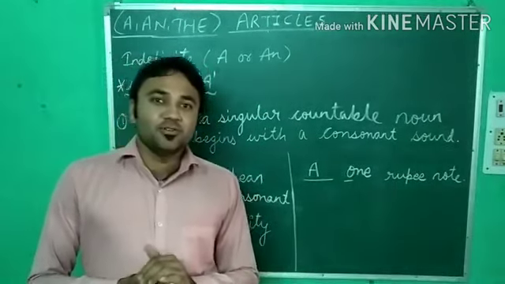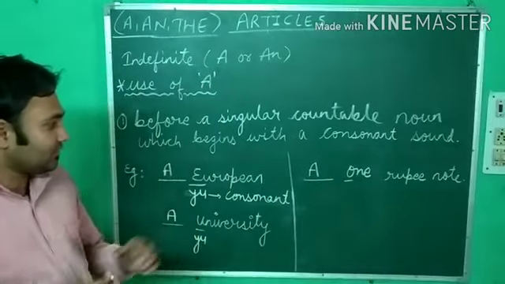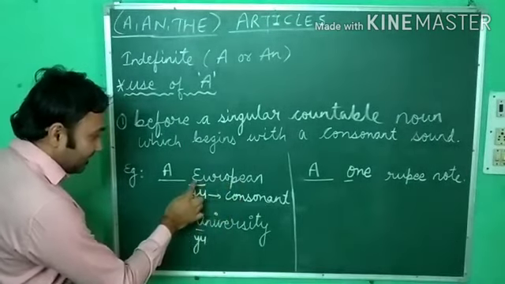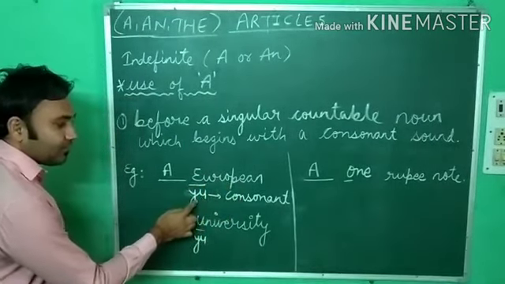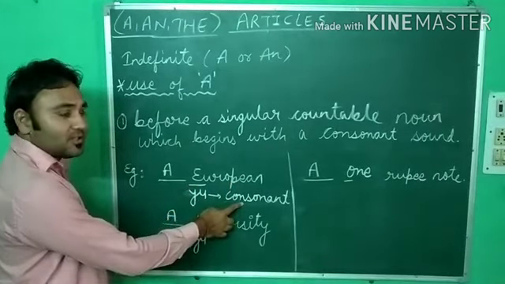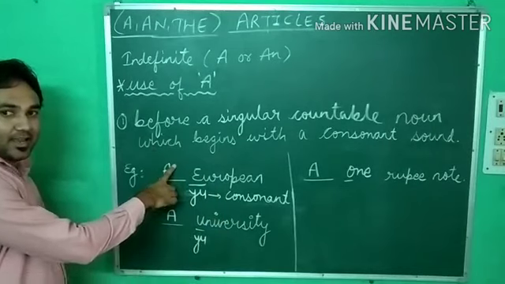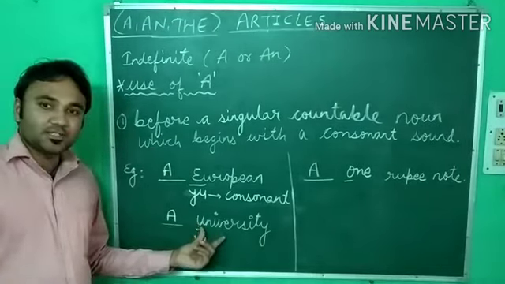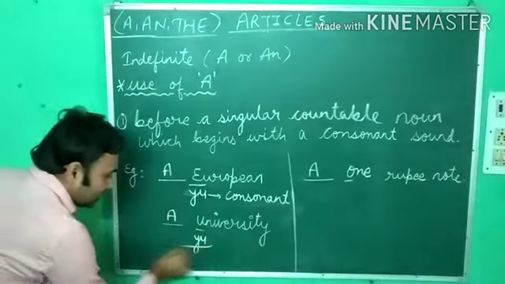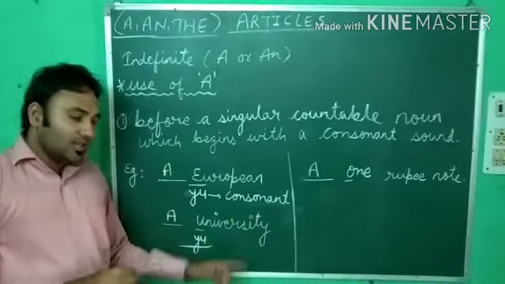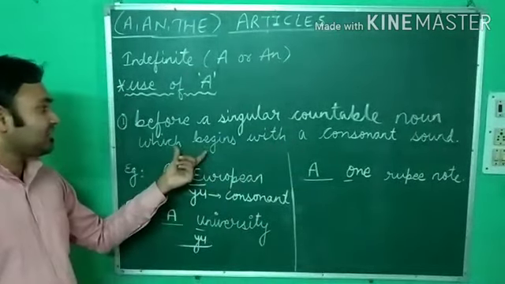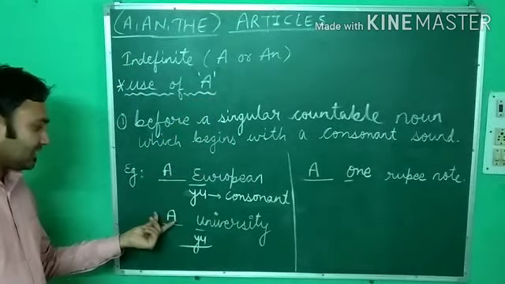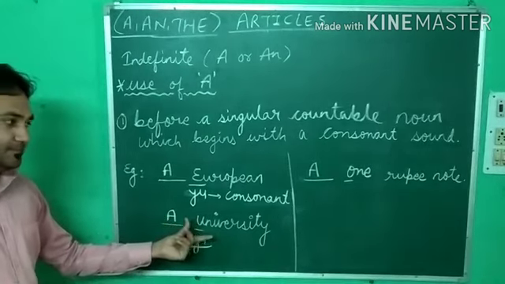Now let me explain you how are we getting a consonant sound when we read these words. Students, when we read the word European, we get the initial sound of Y, and Y is a consonant sound. Hence we have written article a. In the next word, that is university, again when we read this word, the initial sound of the word is Y, which is again a consonant. Hence, as per the rule that whenever a word begins with a consonant sound, we have to use article a. Hence, we have written article a before university.